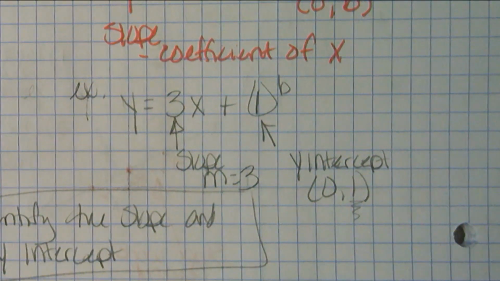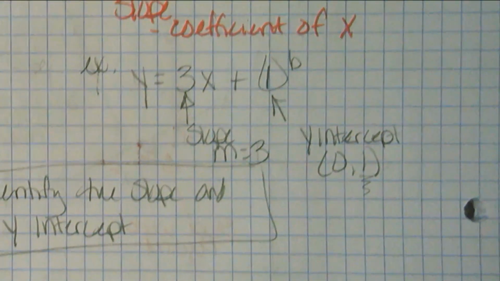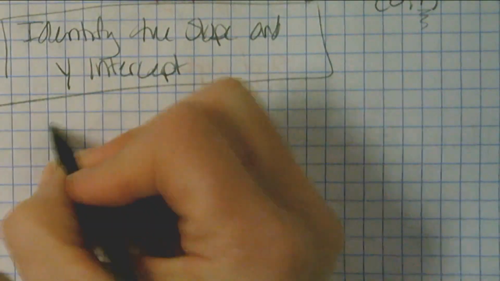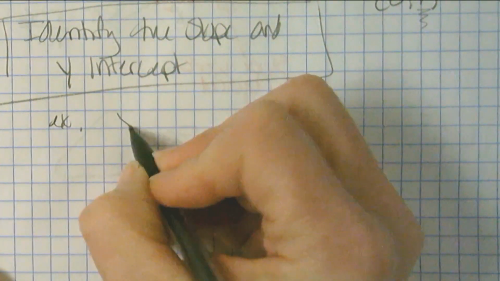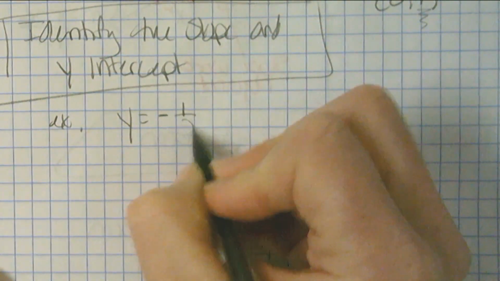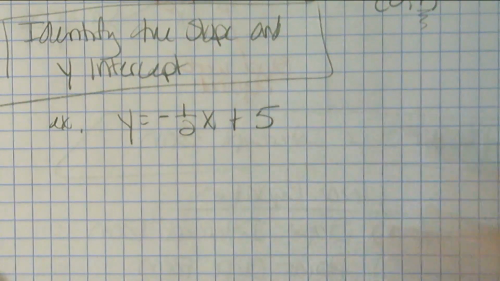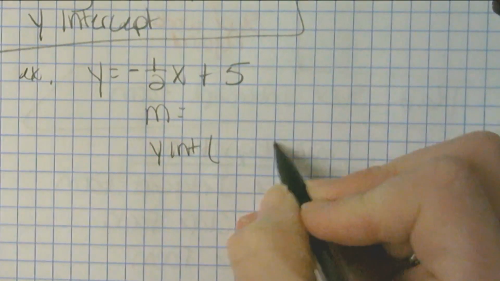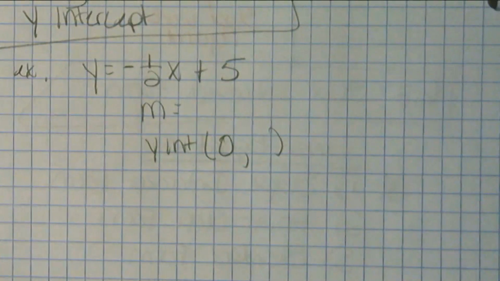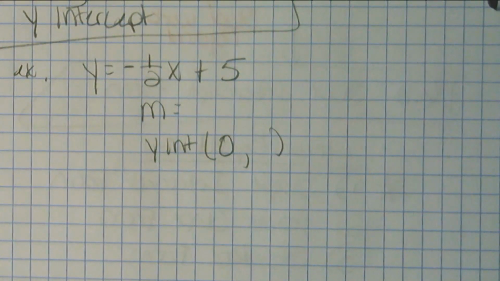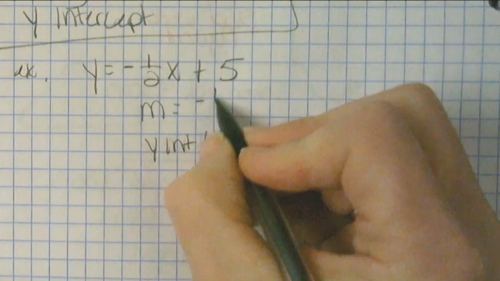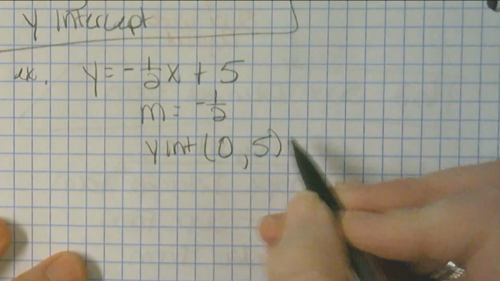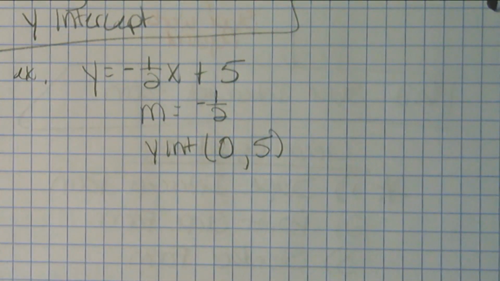All right, so I'm going to give us an equation, and I want you to tell me what is the slope, what is the y-intercept. Questions so far? Okay, so if I give you this equation, y equals negative 1/2 x plus 5. What is my slope? What is my y-intercept? Remember, my y-intercept is always 0, comma something. Christian, what's my slope? Excellent. What's my y-intercept? Excellent.